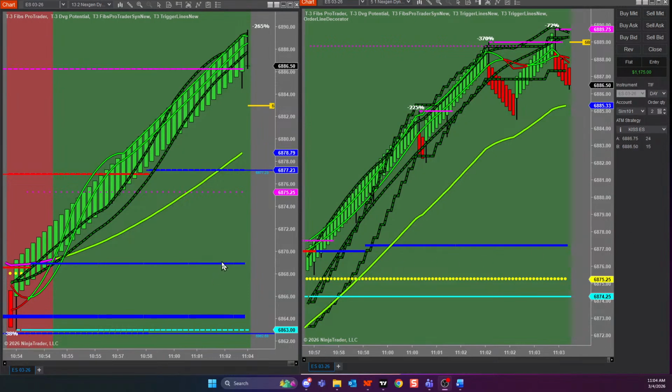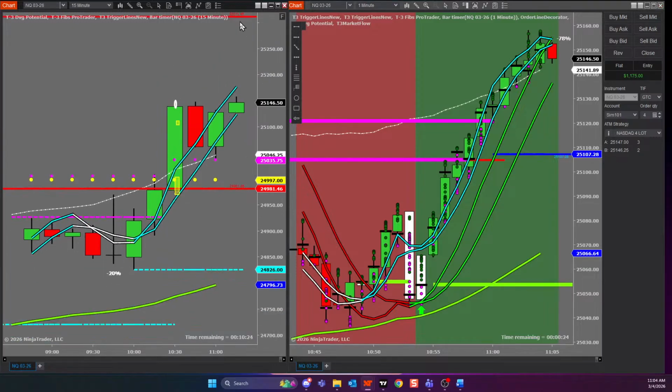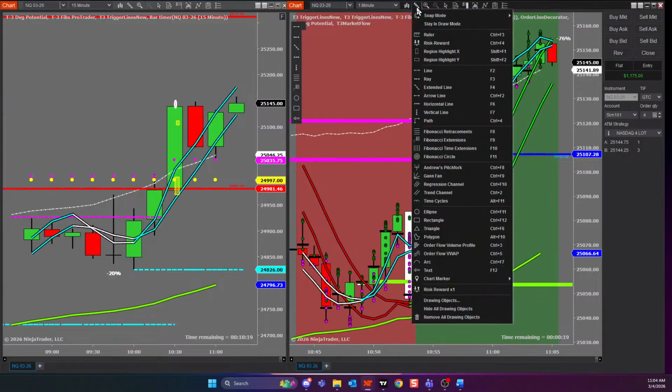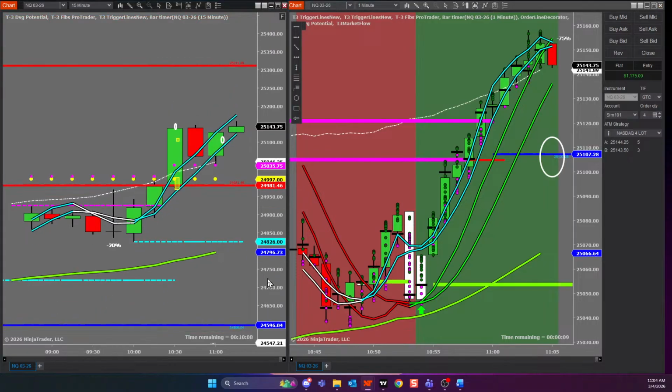Let's finish strong. Triggers are up. Room to trouble. There's our area. Does everybody see it? That is the only spot where a trade comes from. Pretty cool, right?